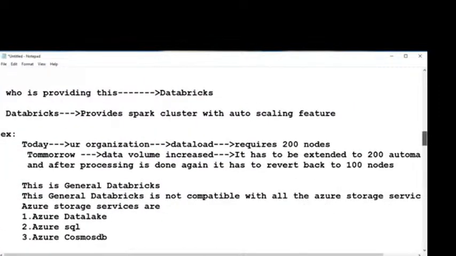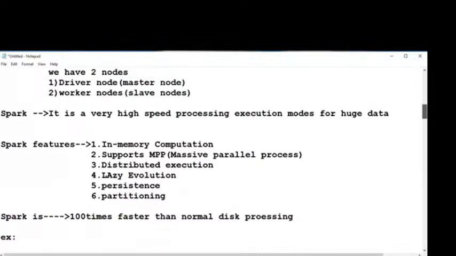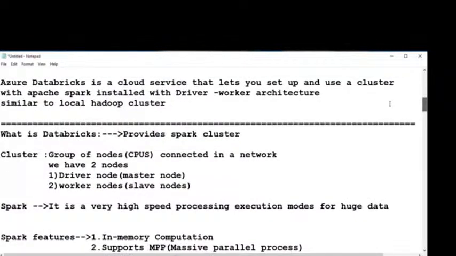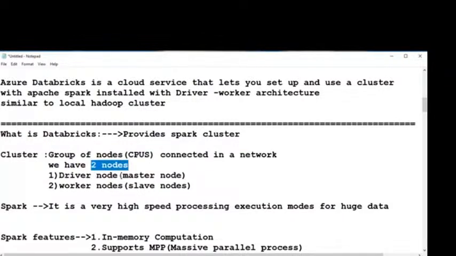So here, cluster means a group of nodes, CPUs connected in a network. We have two types of nodes, driver node and worker node. Master node and slave nodes, we say, right?